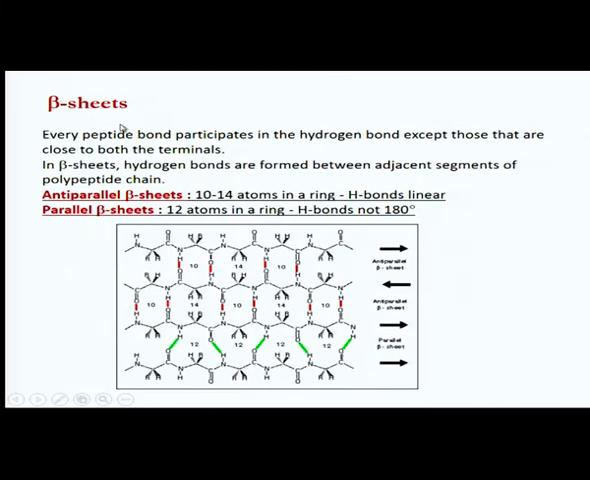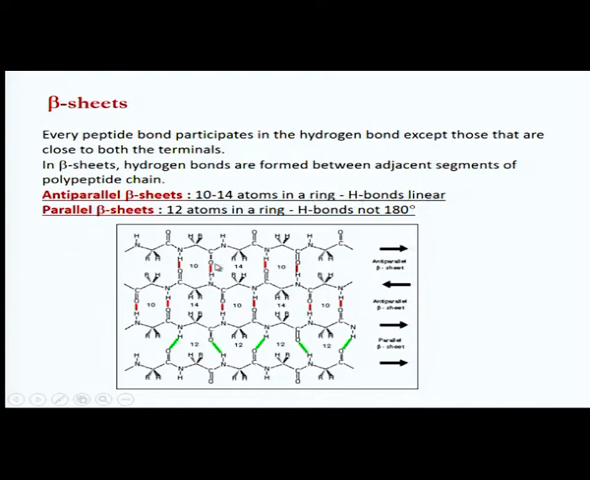Beta sheet, what do you mean beta sheet? Every peptide bond participates in the hydrogen bond except those that are close to both the terminals. In beta sheets, hydrogen bonds are formed between adjacent segments of polypeptide chain. In beta sheet we have two types, one is known as parallel beta sheet, other is known as anti-parallel beta sheets. Anti-parallel beta sheets contain 10 to 14 atoms in a ring and the hydrogen bonds are linear.